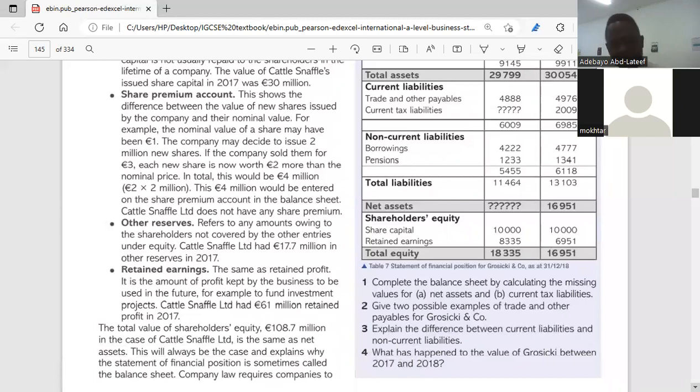Then retained earnings. For retained earnings, we're talking about the profits made by the business. So you keep the retained earnings. So how do you prepare these accounts? This is how they prepare the account here.